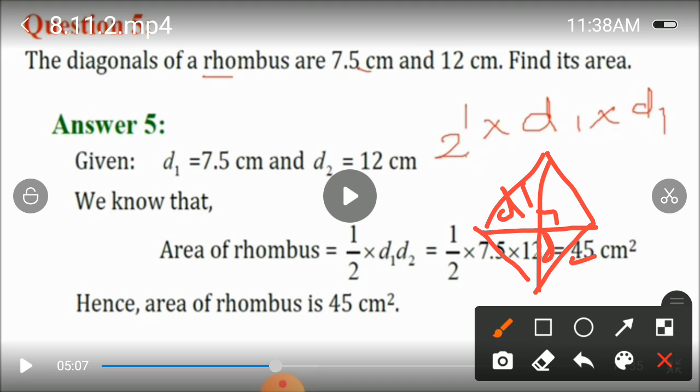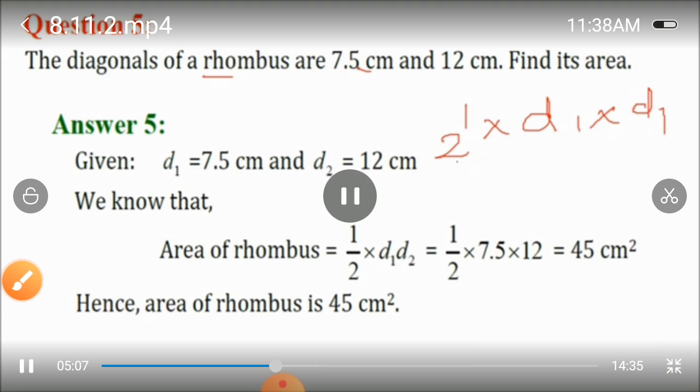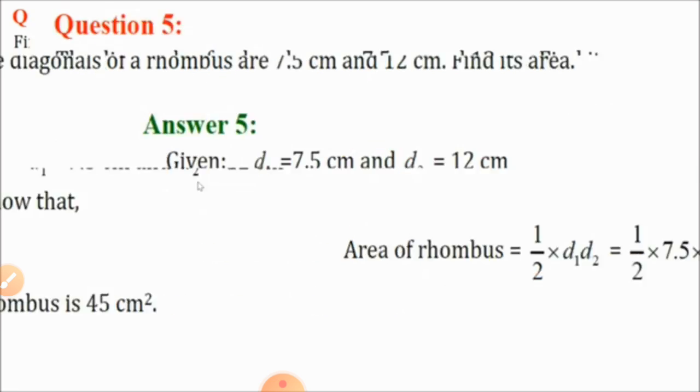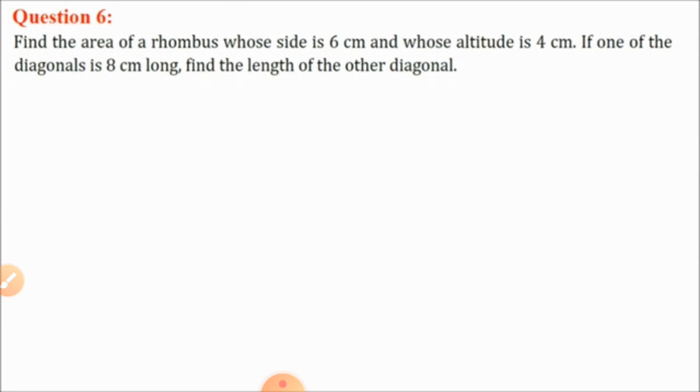A rhombus is a type of quadrilateral, like a square. Its property is that the diagonals are multiplied and half of that product gives you the area of the rhombus. Yes, my dear student, here it is shown very clearly how to write the answer. D1 and D2 are given. Put in the values and simplify, and you get the answer 45 centimeter square.